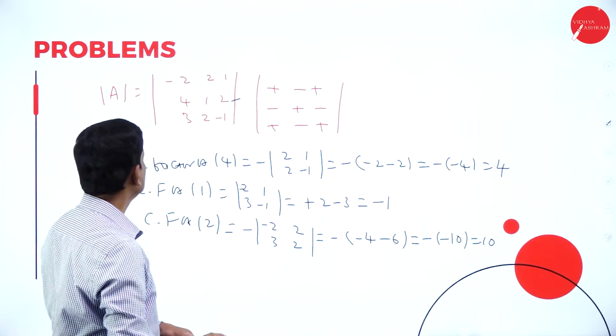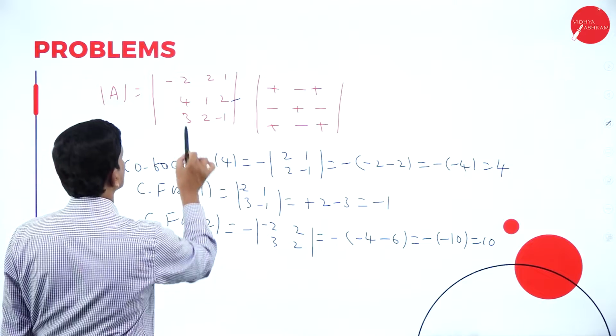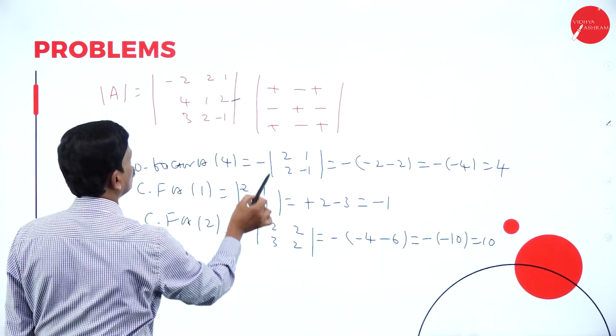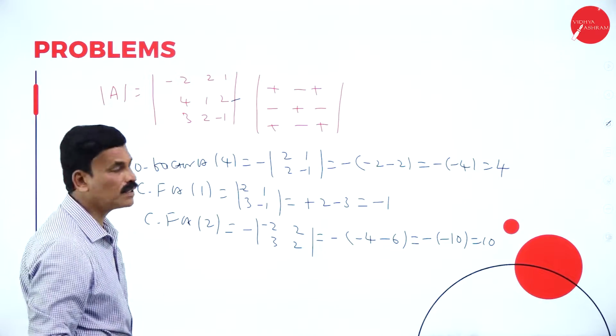Let me explain once again. See the cofactor for the second row. Cofactor of 4 is equal to, delete this row and column, 2, 1, 2, minus 1. Minus 2 is minus 4, minus into minus plus.